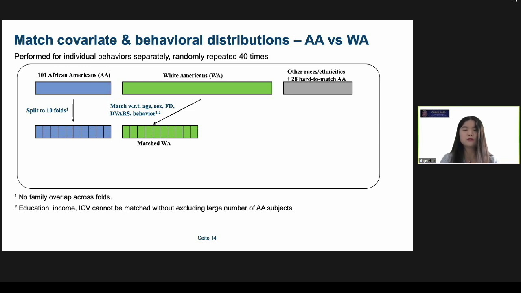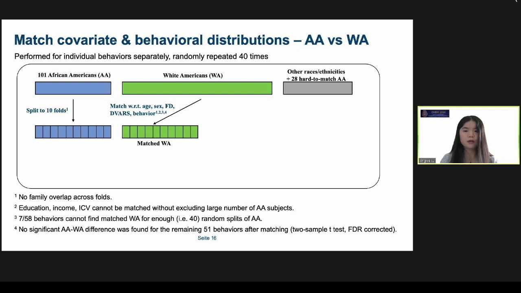Note that we also tried to match for education, household income, and intracranial volume, but these measures are impossible to match unless we throw away a large portion of African Americans. We also found that there were 7 behaviors that can't find a good match between white Americans and African Americans. They won't be included in the following analysis. For the remaining behaviors, the matched white Americans and African Americans showed no significant difference with respect to age, sex, motion, and behavior scores.